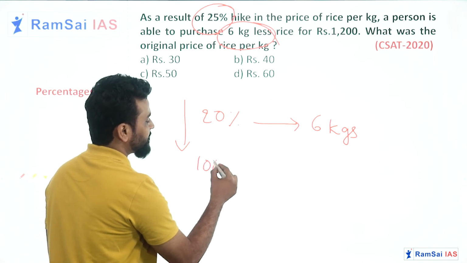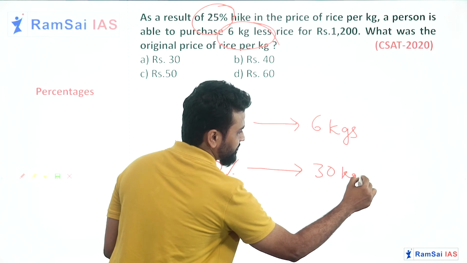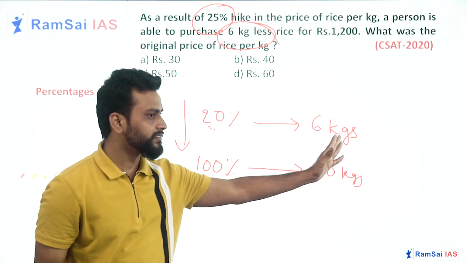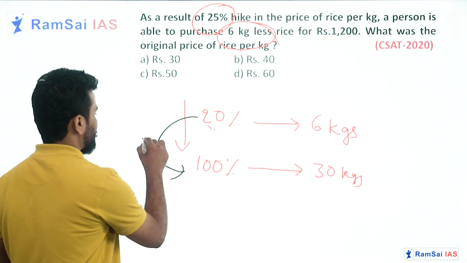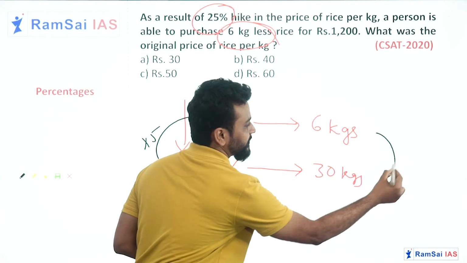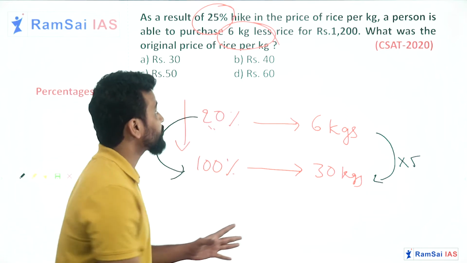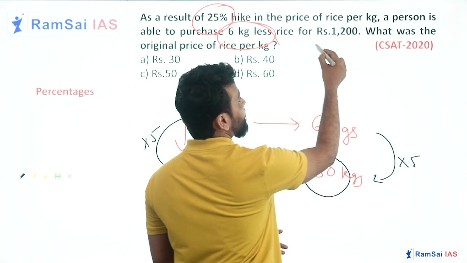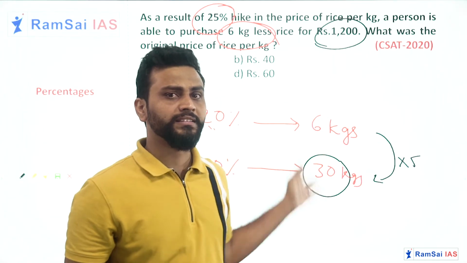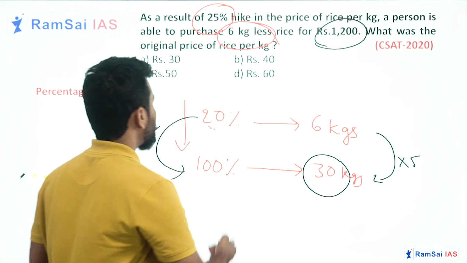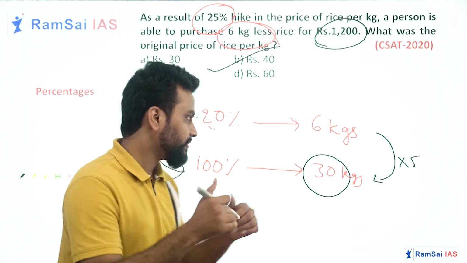So 20% equal to 6 kgs. Then tell me what is 100%. Do cross multiplication. 20% equal to 6, 100% equal to, very simple now. 6 into 5, how much? 30 kgs. So this guy used to get 30 kgs for 1200 rupees. So each kg costs how much? 1200 by 30, 40 rupees, which is in option B. Very simple now. Next question.